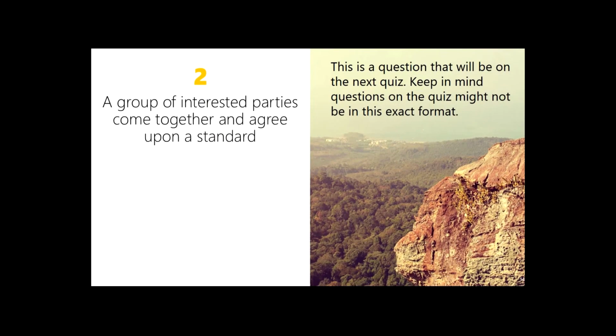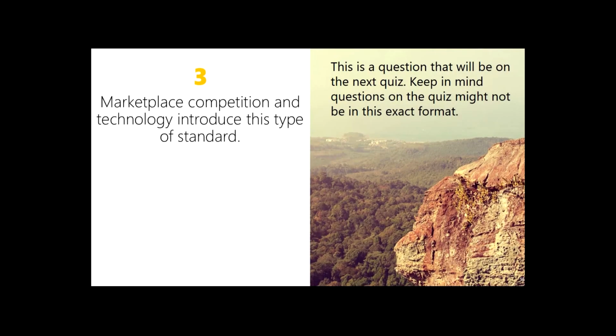Second question, a group of interested parties come together and agree upon a standard. Those go back to those 4 methods of standards. This is going to be the ad hoc method. A group of interested parties come together. Marketplace competition and technology introduced this type of standard. This is going to be de facto. Remember the Windows systems, PDF files, that kind of thing.